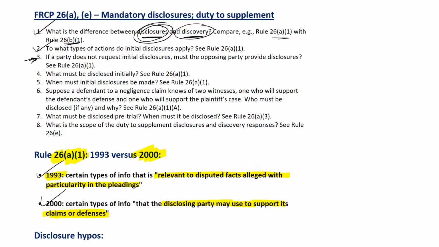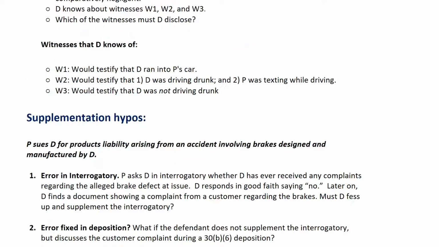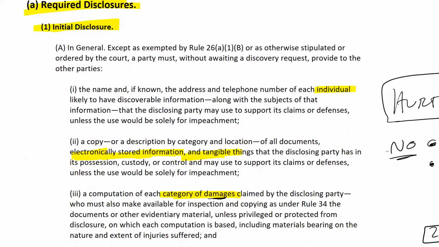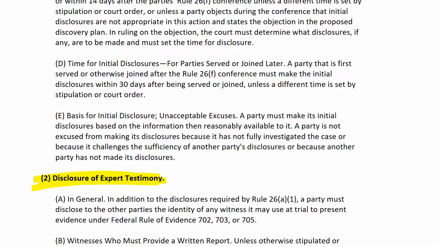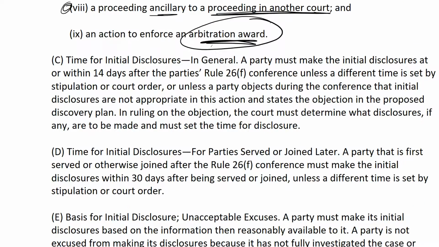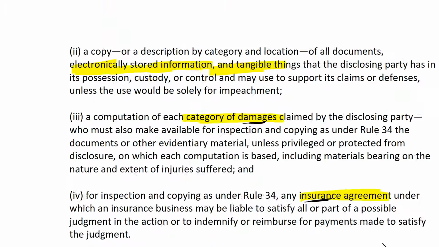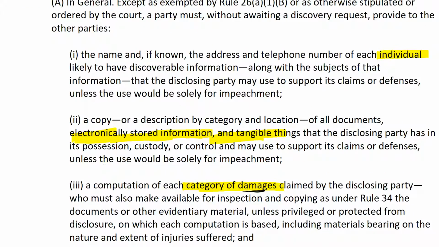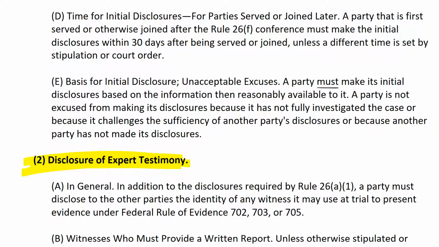All right. Now, I think the answer to number 3 should be pretty obvious, right? If a party does not request initial disclosures, must the opposing party provide disclosures? All right, let's look under the relevant section of 26A1. It's A1E. Okay, under A1E, a party must make their initial disclosures based on the information then reasonably available to it.